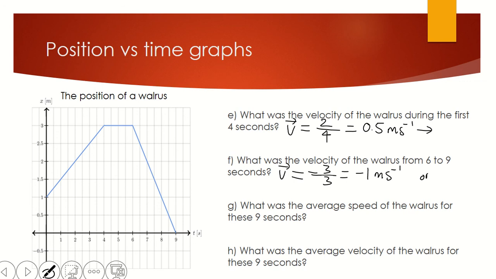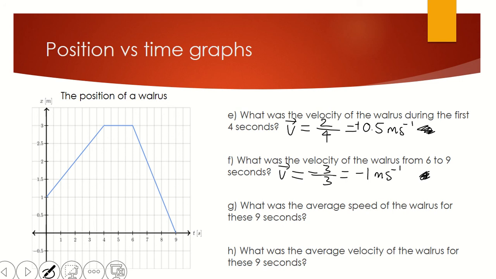Let's leave it as positive 0.5 meters per second. I like positive and negative better than arrows. It's important that we had negative because it's showing that there's a negative velocity. The walrus must be moving to the left at 1 meter per second. So it's much faster from 6 to 9 seconds.